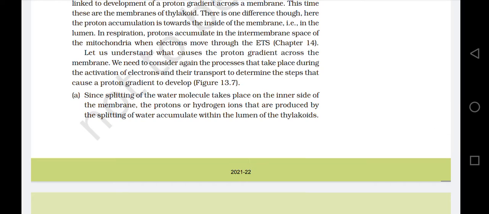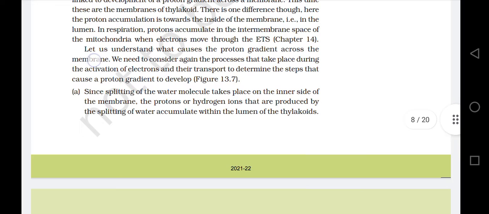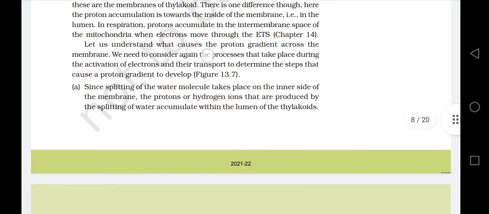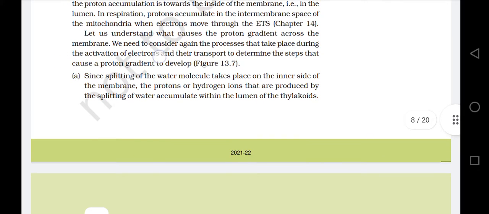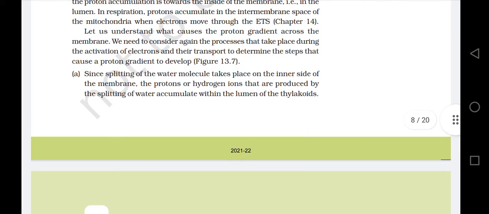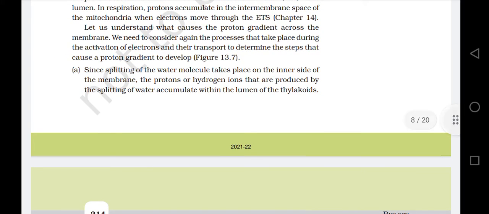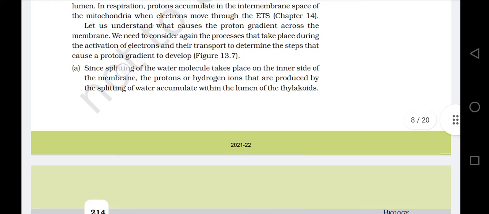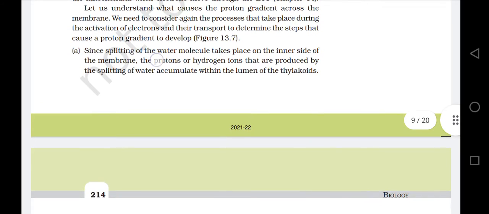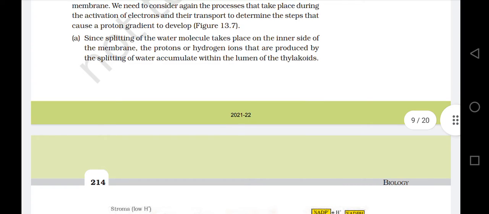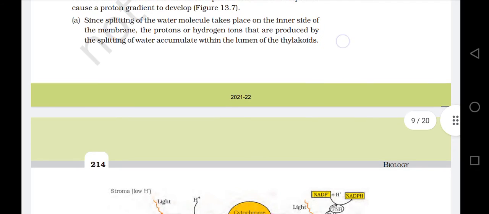Chapter 14. Let us understand what causes the proton gradient across the membrane. We need to consider again the processes that take place during the activation of electrons and their transport to determine the steps that cause a proton gradient to develop. Figure 13.7. A. Since splitting of the water molecule takes place on the inner side of the membrane, the protons or hydrogen ions that are produced by the splitting of water accumulate within the lumen of the thylakoid.